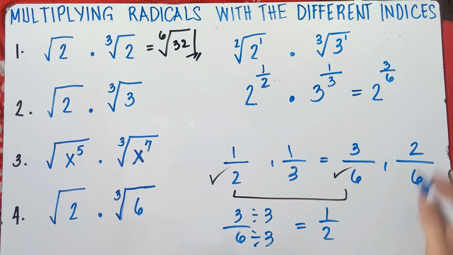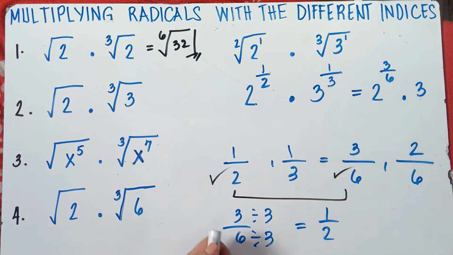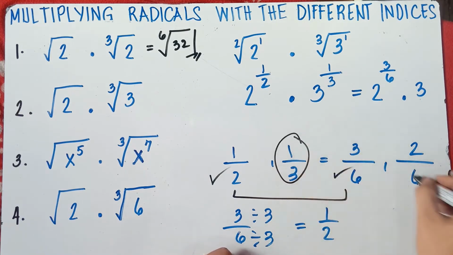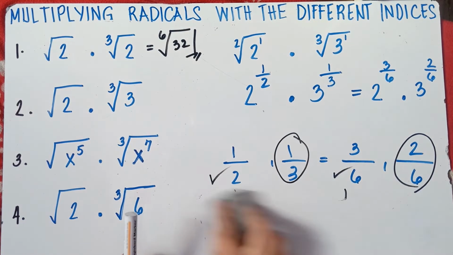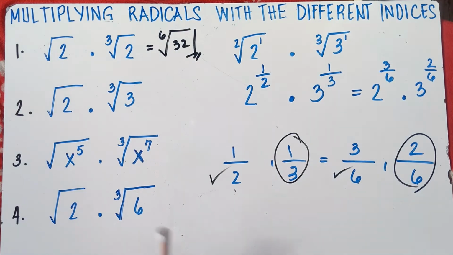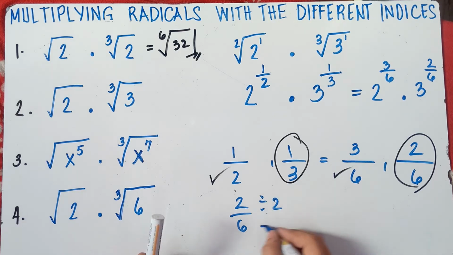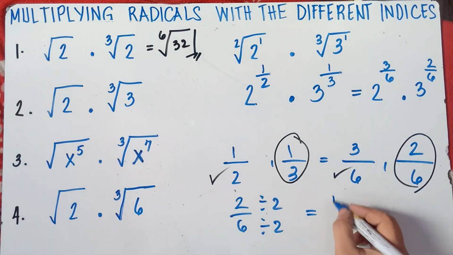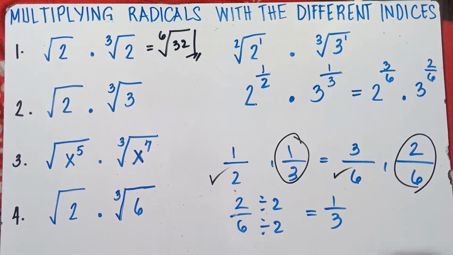And for this one, times 3 raised to the power of, this 1/3 is just the same as 2 over 6. Let me check that. 1/3 is just the same as 2 over 6. Why is that, sir? Because 2 over 6, divided by 2, is equivalent to 1/3. We can reduce 2 over 6 by 2, right? 2 divided by 2 is 1, and 6 divided by 2 is 3. I hope you get this one, class.